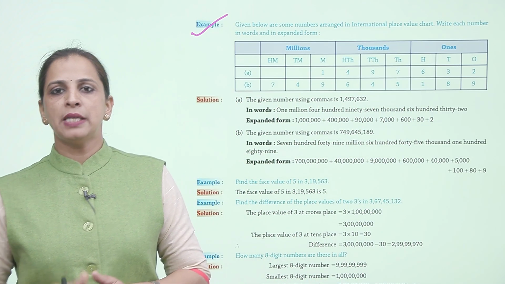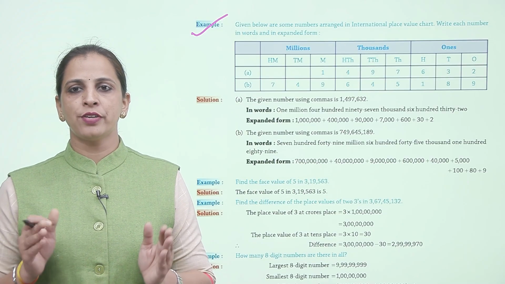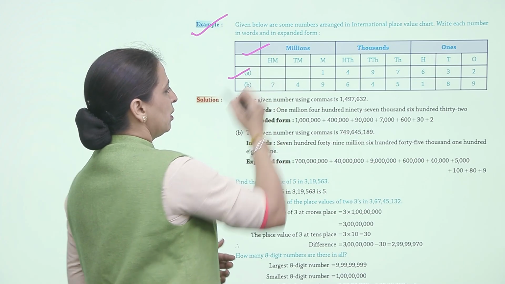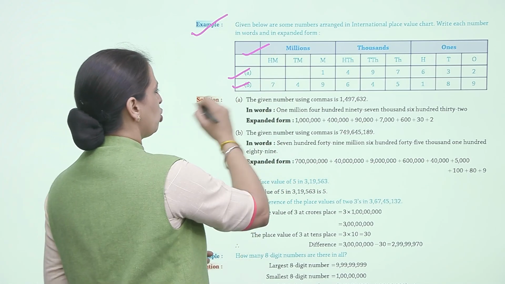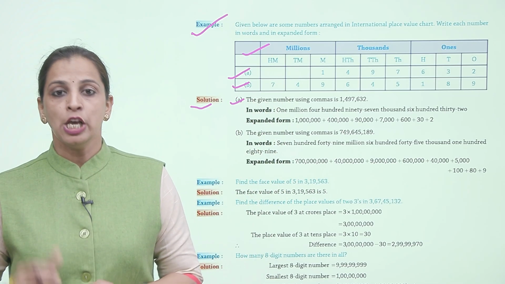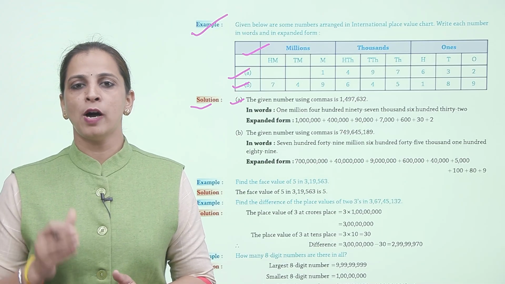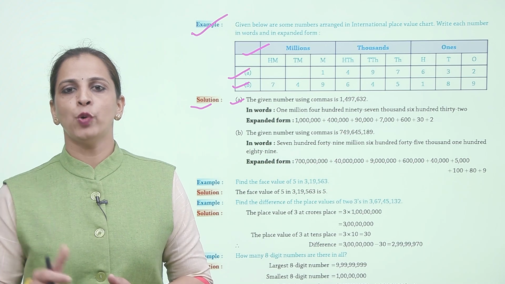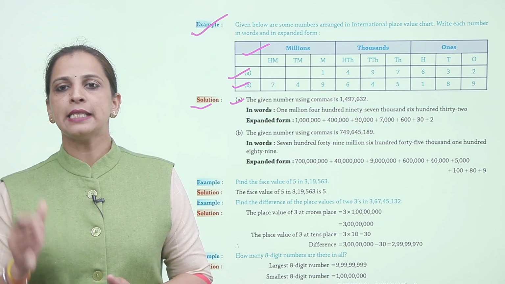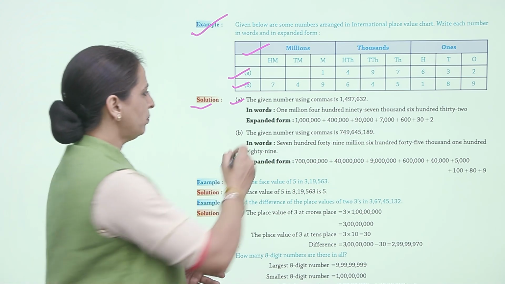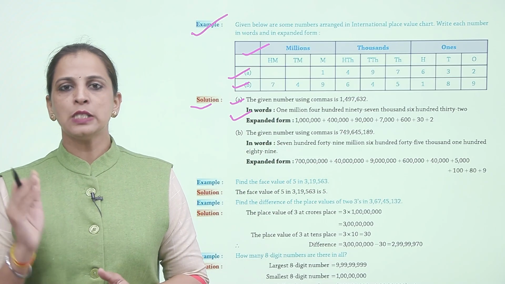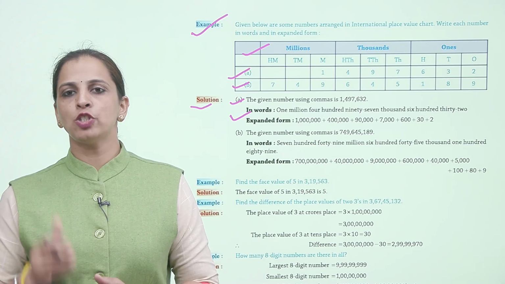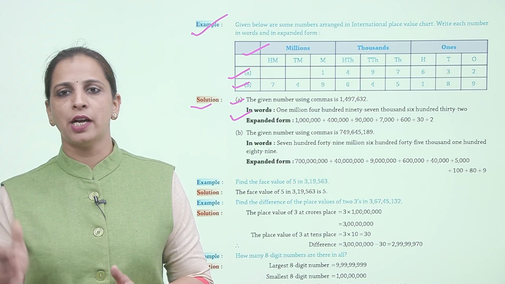Given below are some numbers arranged in international place value chart. Write each number in words and in expanded form. ये international place value chart given है, solution करते हैं. First वाला, the given number using commas is 1,497,632. In words, 1,497,632. Expanded form, that is 1 million plus 400,000 plus 90,000 plus 7,000 plus 600 plus 30 plus 2.